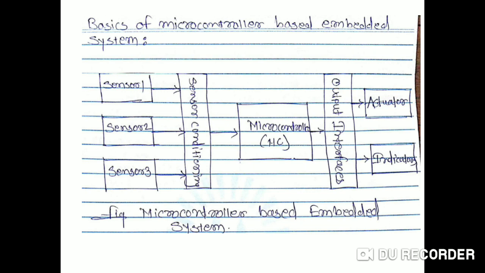Then the digitized data is processed and controlled with the help of the microcontroller. And if we want to trigger some output, we require output interfaces in the form of drivers, amplifiers and digital to analog converters, so that we can give signals to the actuators and we can monitor some process parameters.